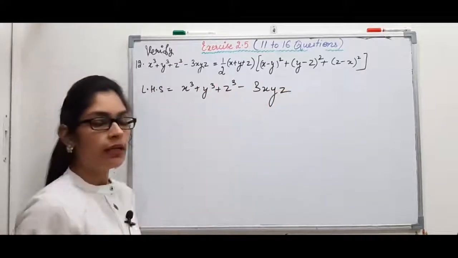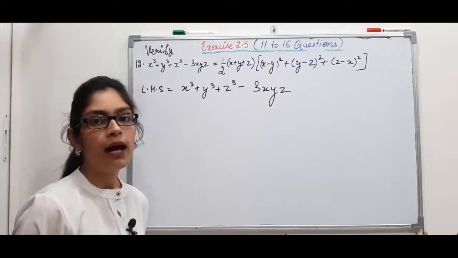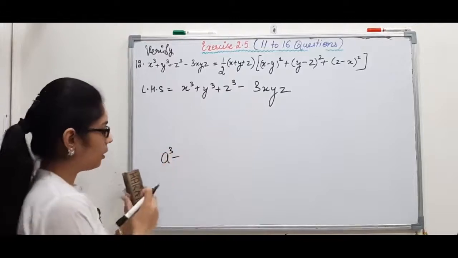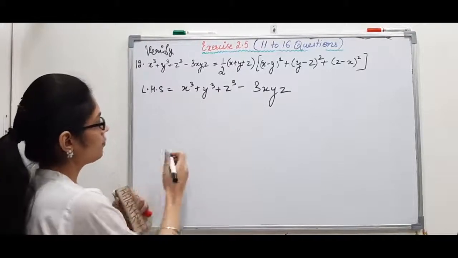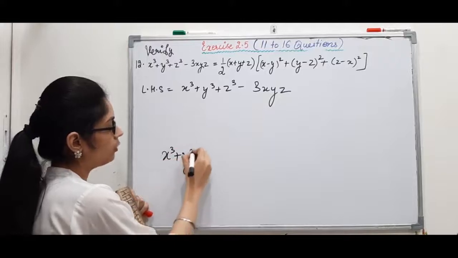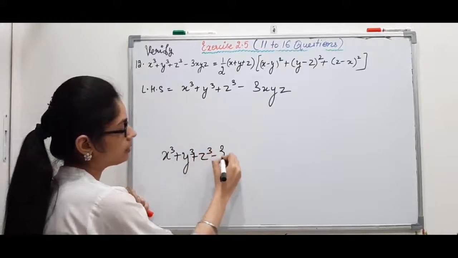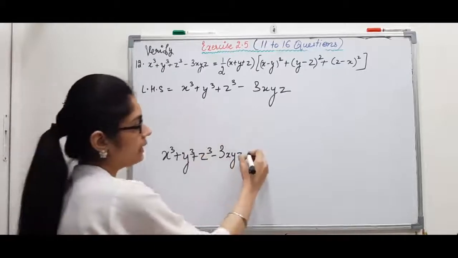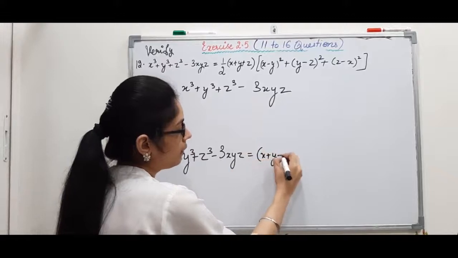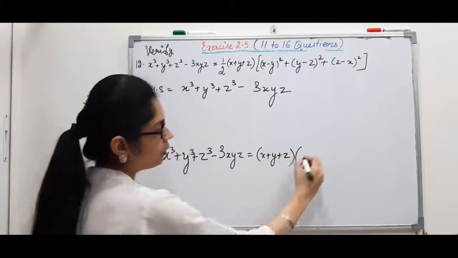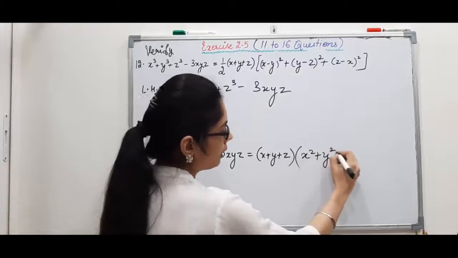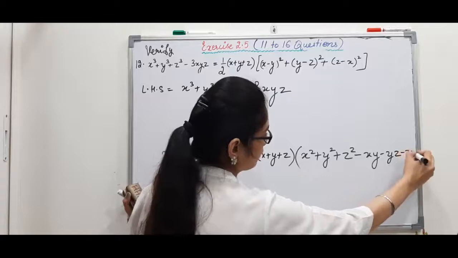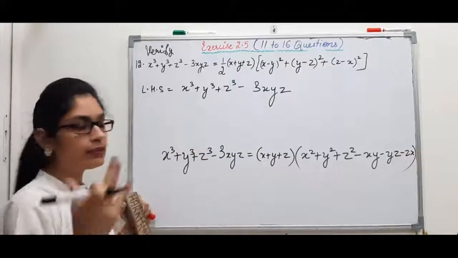In the previous question we used one identity. So let's repeat that identity, let's write it in the form of xyz. x cube plus y cube plus z cube minus 3xyz. See, this same expression is equal to x plus y plus z into x square plus y square plus z square minus xy minus yz minus zx.